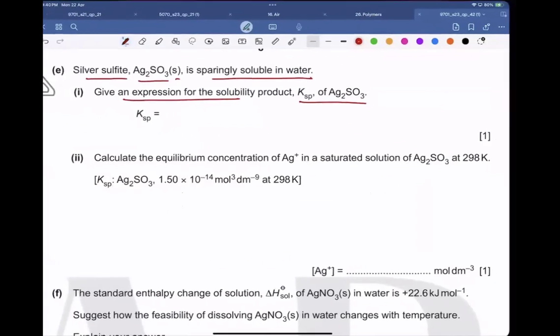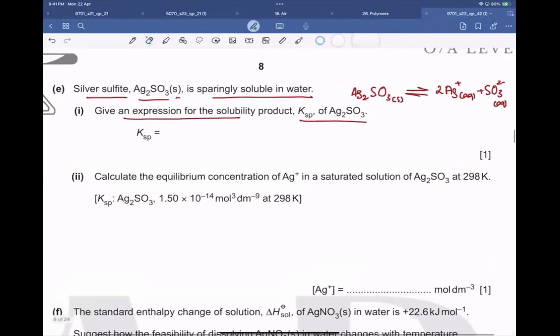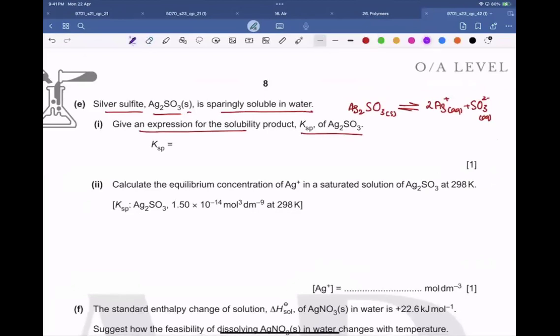So if you write its dissociation equation, it is Ag2SO3 dissolves slightly to form 2 moles of Ag positive and 1 mole of SO3 2 negative, right? So if I make the KSP expression from this, I can easily write it. It would be the square of the concentration of Ag positive ions times the concentration of sulfide ions. Is this clear to all of you?